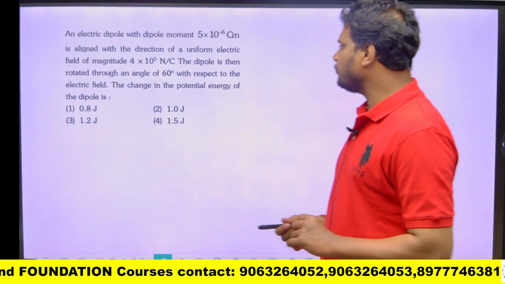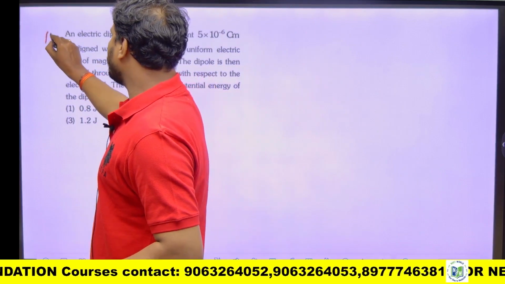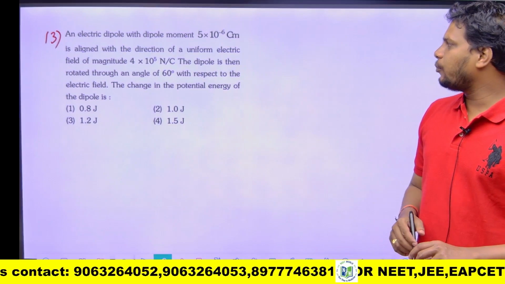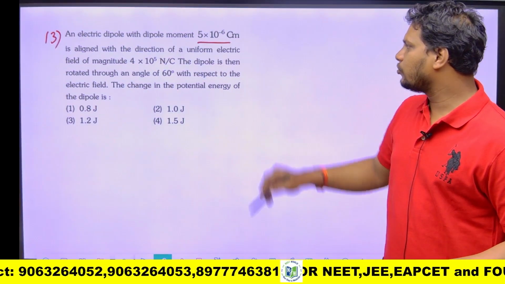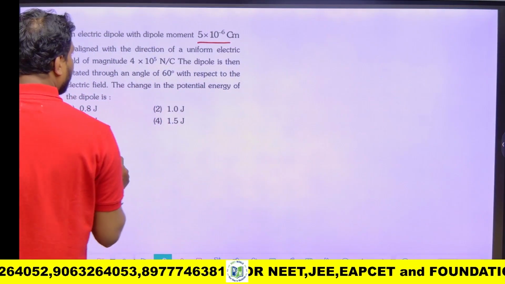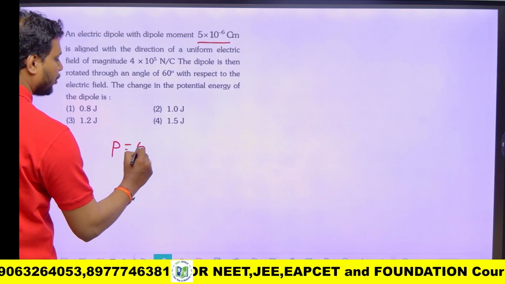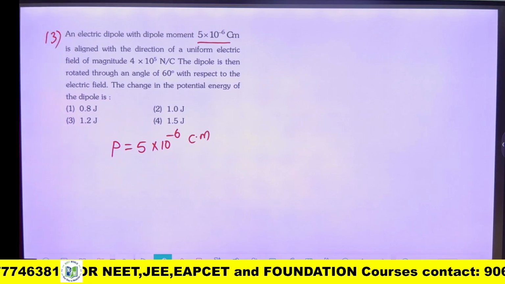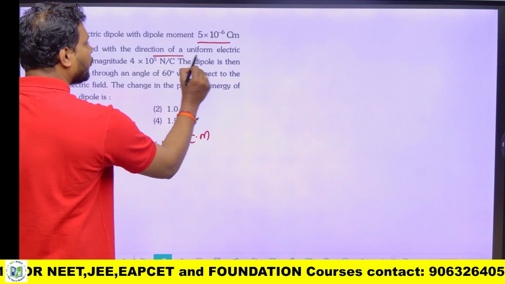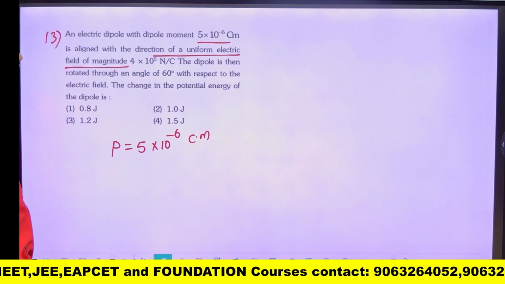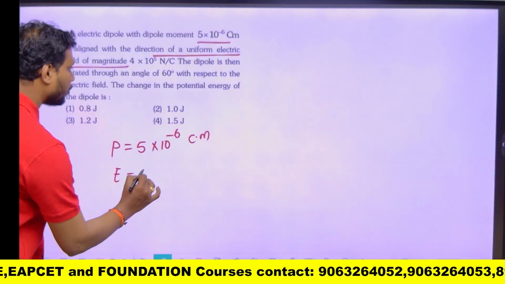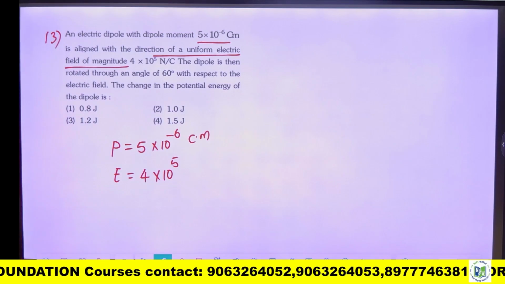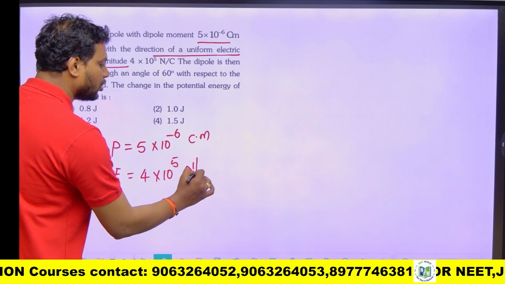Question number 13. This was a question from electrostatic potential. An electric dipole of dipole moment P equal to 5 into 10 to the power of minus 6 coulomb meter is aligned in the direction of a uniform electric field of magnitude 4 into 10 to the power of 5 Newton per coulomb.